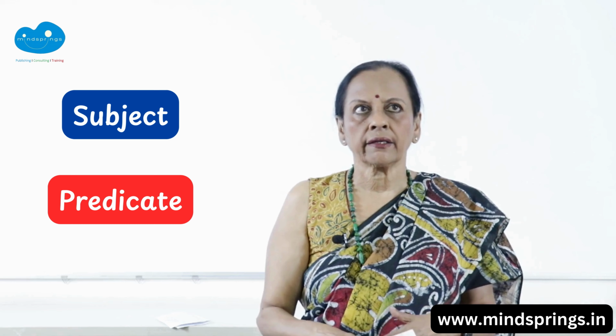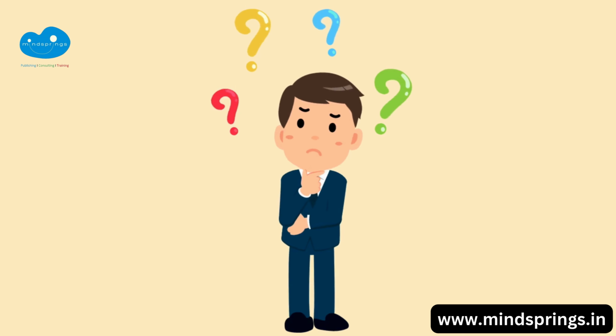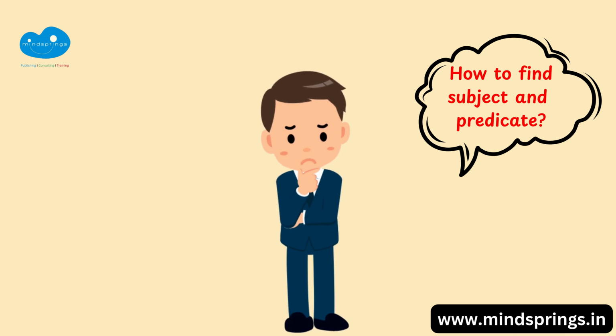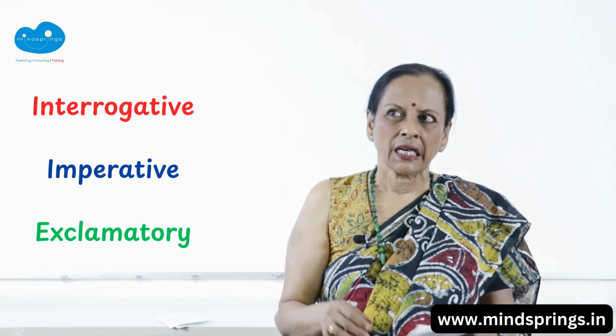A lot of people have been asking me for subject and predicate, and they have been especially confused about how to find the subject and predicate in interrogative, imperative, exclamatory sentences. Statements, they are saying we are not too bad. So let's look at how that happens.